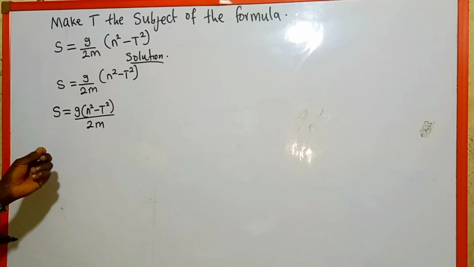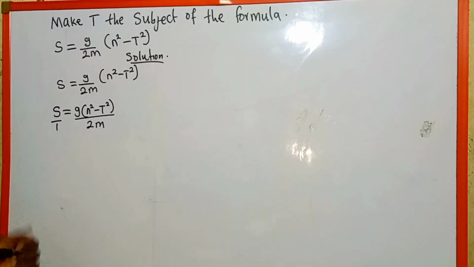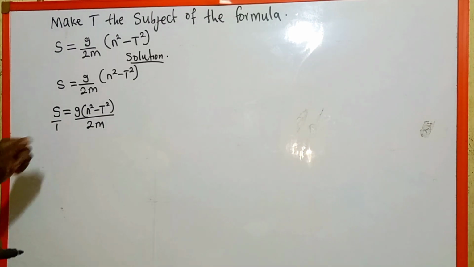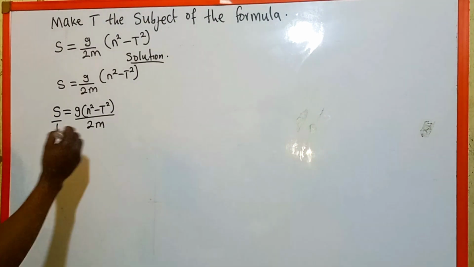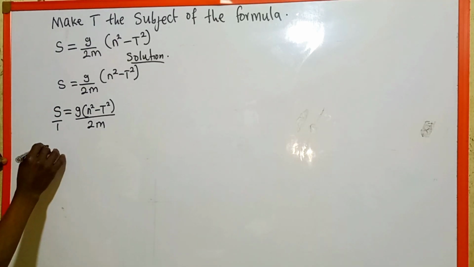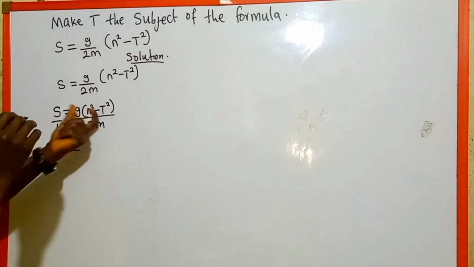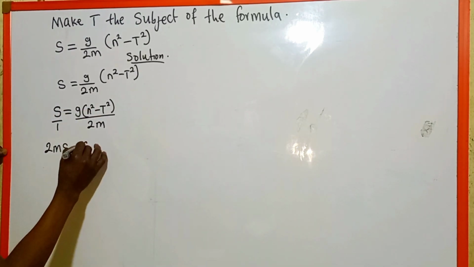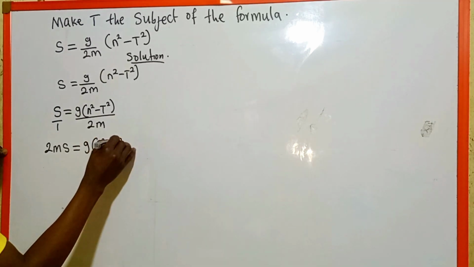So the next thing we are going to do is to cross multiply. For easy cross multiplication, we can say this s over 1. Any number or variable divided by 1 is still that number. So s divided by 1 is still s. So we are going to cross multiply. 2m multiplied by s, we are going to have 2ms, which is equal to 1 multiplied by the whole of this. We are going to have g into n square minus t square.